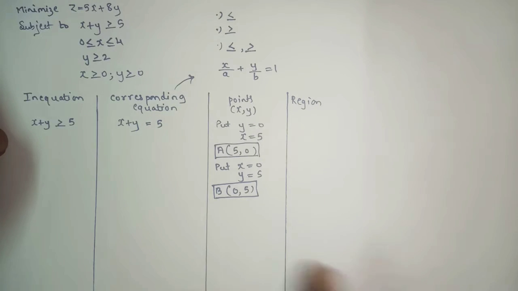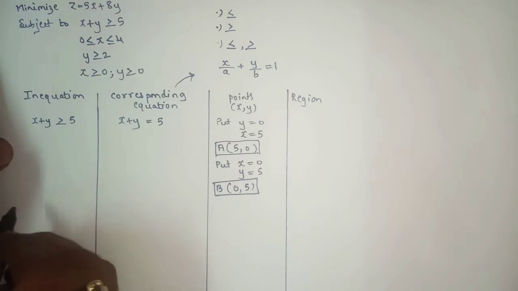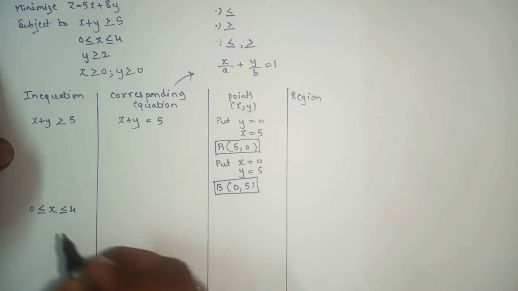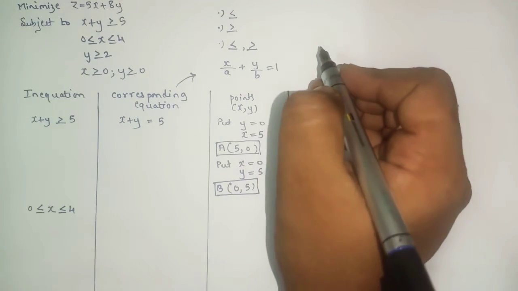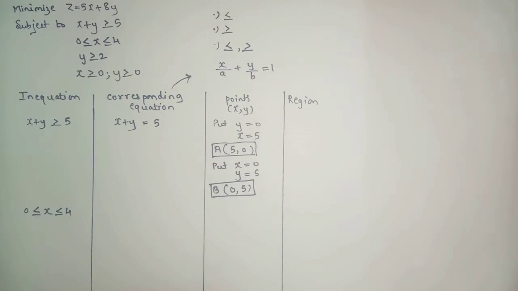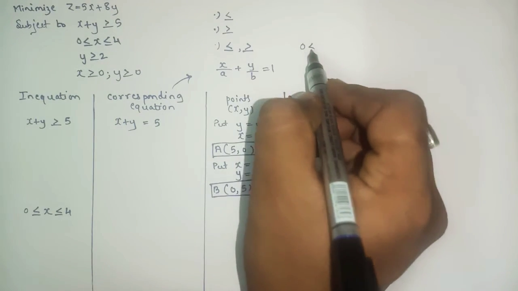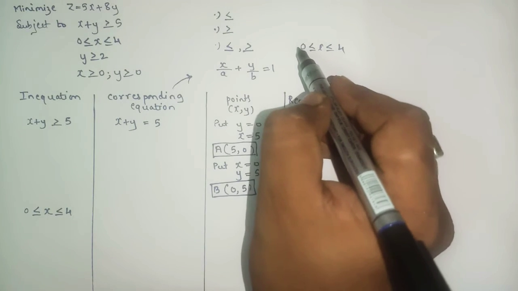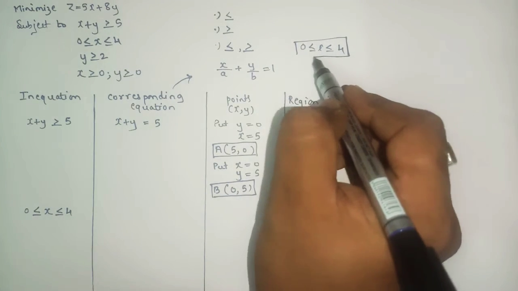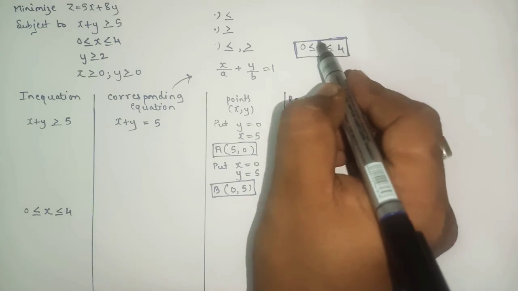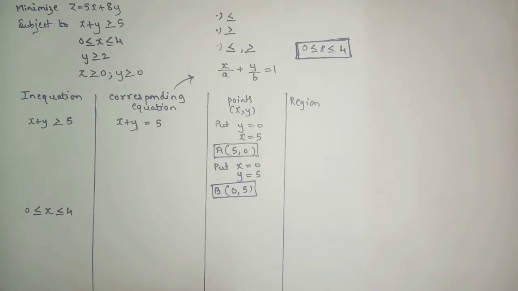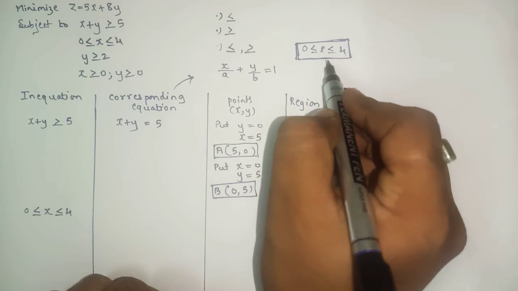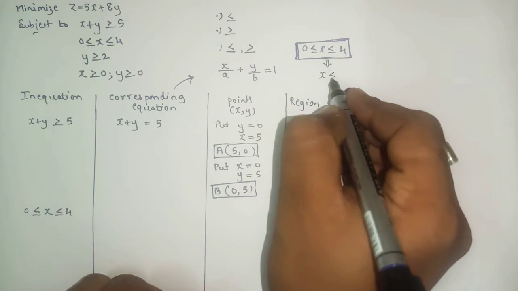Now next we'll see the next one, that is 0 less than equal to x less than equal to 4. This I had explained in the previous lecture, what we mean by 0 less than equal to x less than equal to 4. If we come across this part, 0 less than equal to x less than equal to 4, it actually means, indirectly or directly, x less than equal to 4 only.